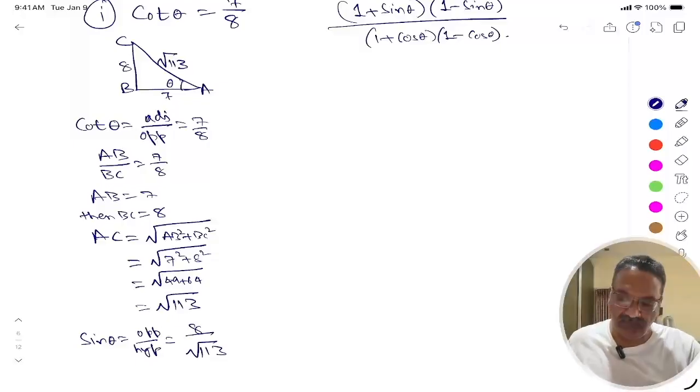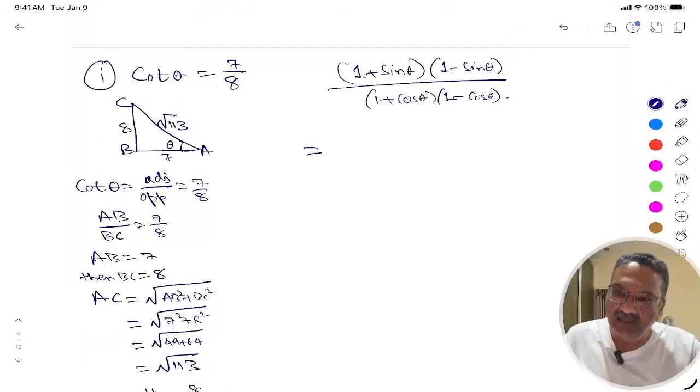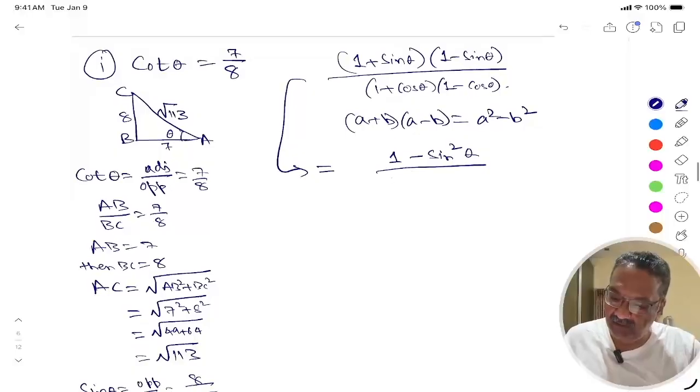Similarly we will have cos theta. Cos theta is equal to adjacent by hypotenuse, which is equal to 7 by root of 113. Now let us put these values here. This is nothing but a plus b into a minus b. A plus b into a minus b is equal to a square minus b square. So therefore this becomes 1 minus sin square theta, and similarly the denominator will be 1 minus cos square theta.